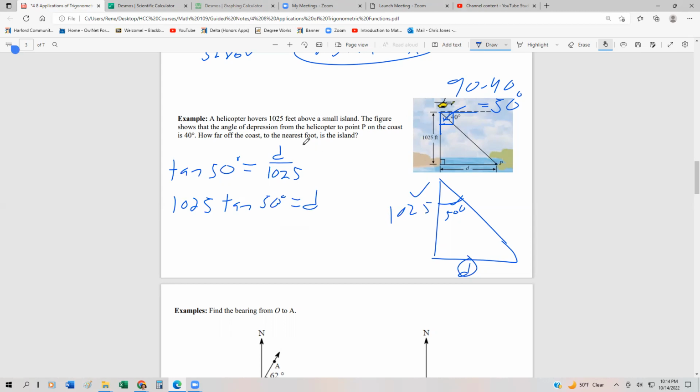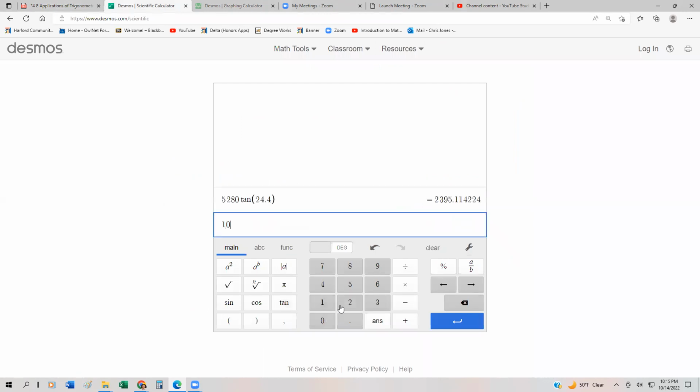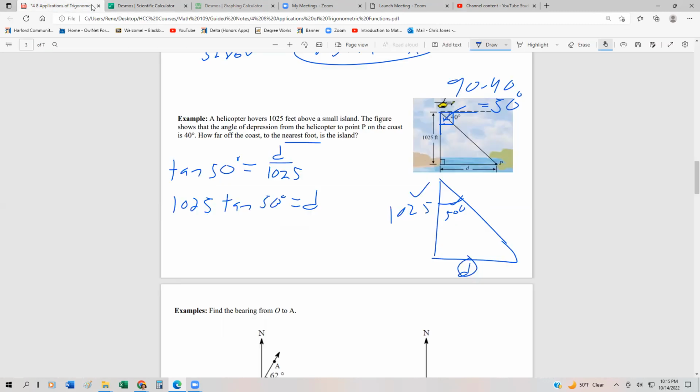And then to the nearest foot, let's just shove this into our calculator. So we have 1025 tangent of 50 degrees, I think it was. And that's going to give us 1222, because the 0.5 rounds it up. So that's 1222 in feet is equal to our distance d.